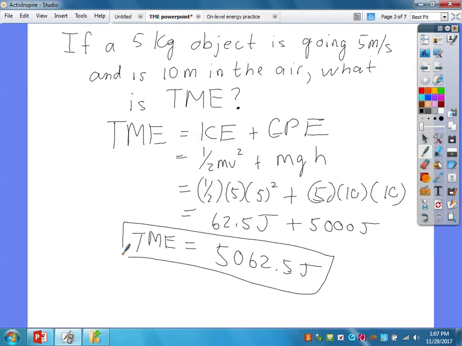is going 5 meters per second on the ground and is on the ground? Okay, what is the total mechanical energy? Well, I still have kinetic energy because the object's moving, but there would be no gravitational energy. So in this problem, the second problem we just made up, the total mechanical energy is the kinetic energy of the object, and therefore my answer would just be 62.5.